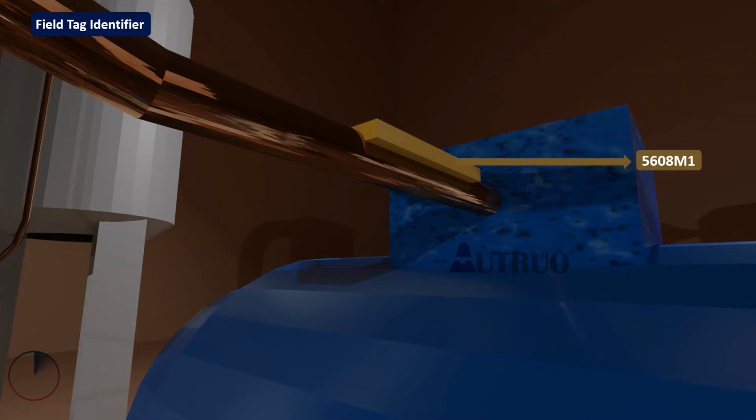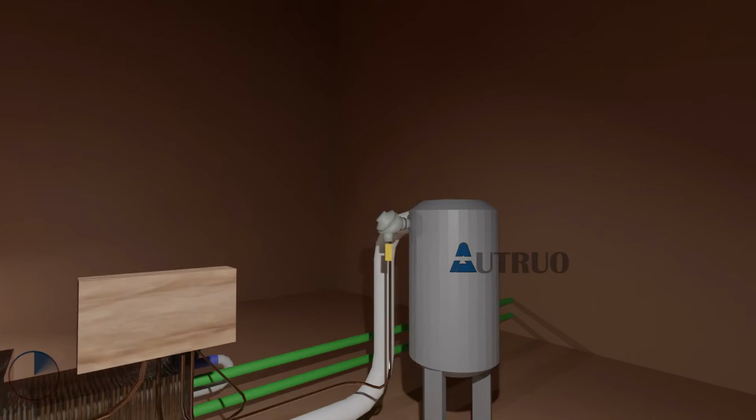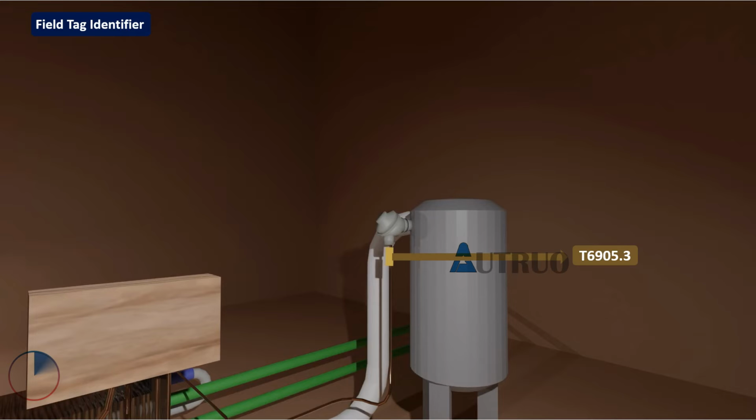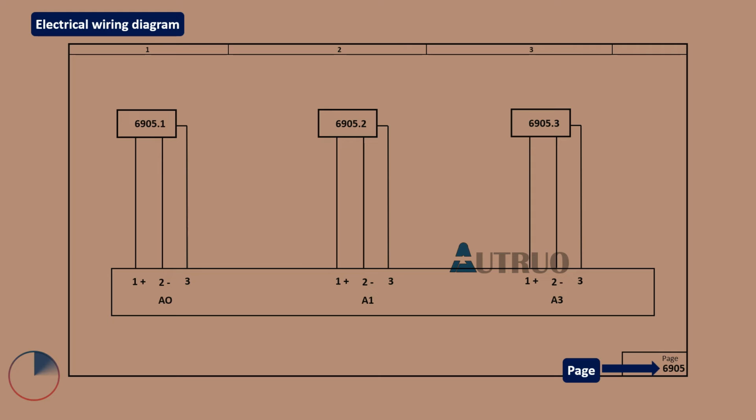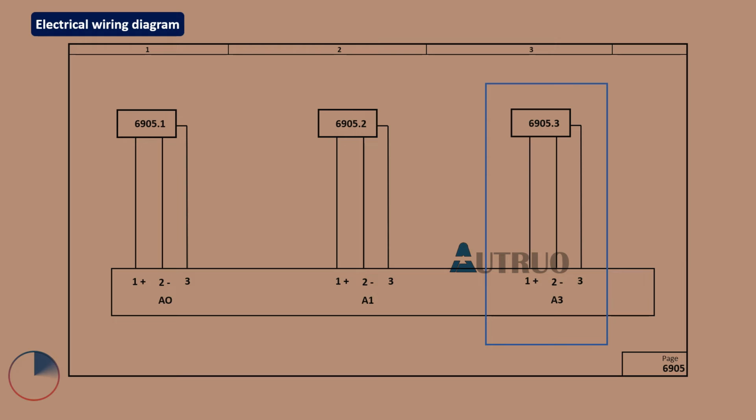5608M1 is the tag identifier number for a three-phase electrical motor. From the identifier we will open page 5608. From the opened page we can see that the electrical motor M1 is connected in star delta configuration. Again, let's look at another example, using the tag inscription 6905.3. As we can see, this one is a little more complex than the previous one. The page is 6905, but this tag identifier is telling us that this schematic can be found in the third column of the page.